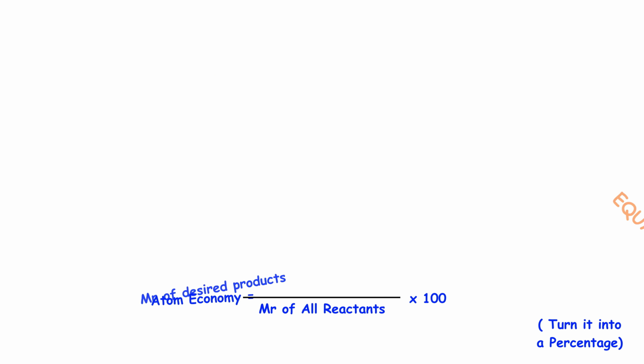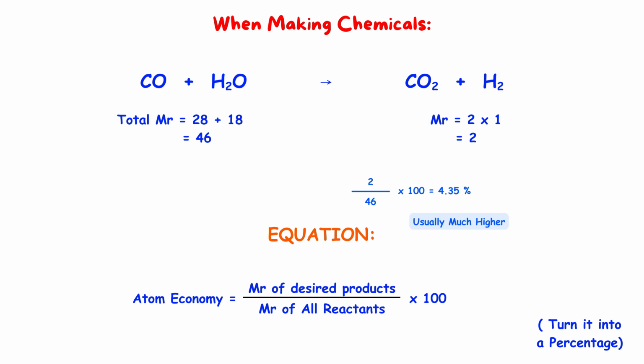Let's consider an example where the aim of the reaction is to produce hydrogen gas. Hydrogen has a relative formula mass of 2, since each hydrogen molecule contains 2 atoms with a mass of 1 each. The reactants in the equation are carbon monoxide, which has a relative formula mass of 28, and water, which has a relative formula mass of 18. When we add the masses of both reactants together, we get a total of 46.